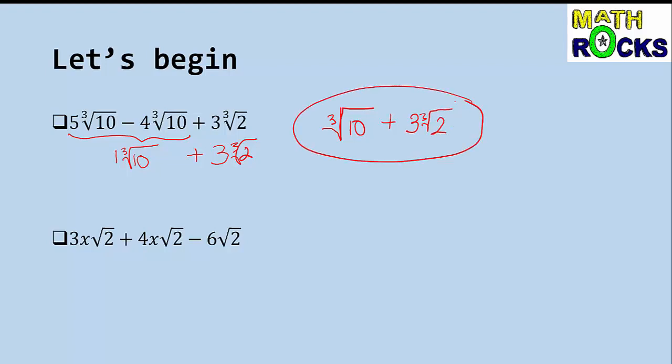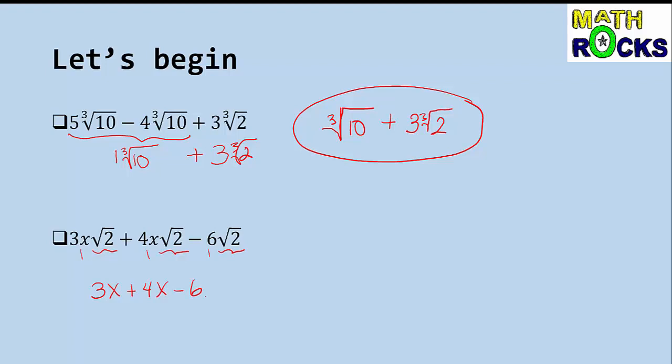Now let's take a look at the next one. We can see that all of these have the square root of 2 as their radical. So all three are identical. So what I'm basically going to do is take what is in front of each radical and add those together. So it would look like this. I'm going to add 3x plus 4x minus 6.